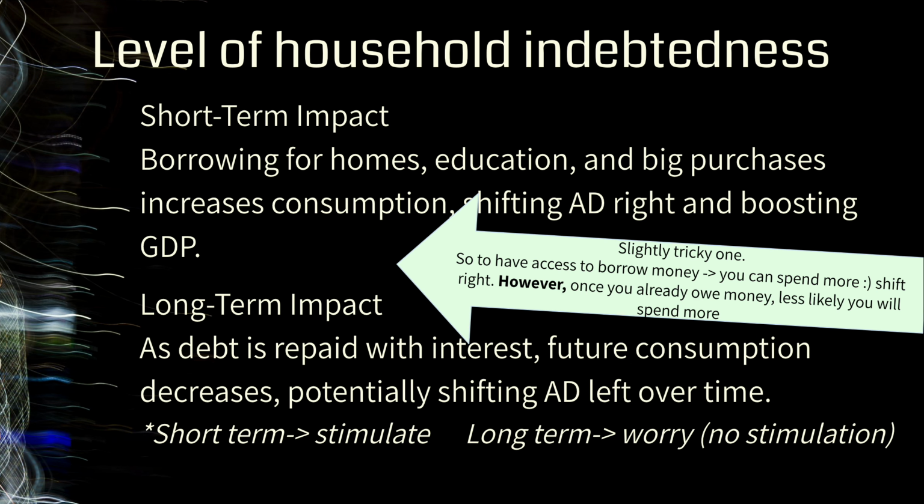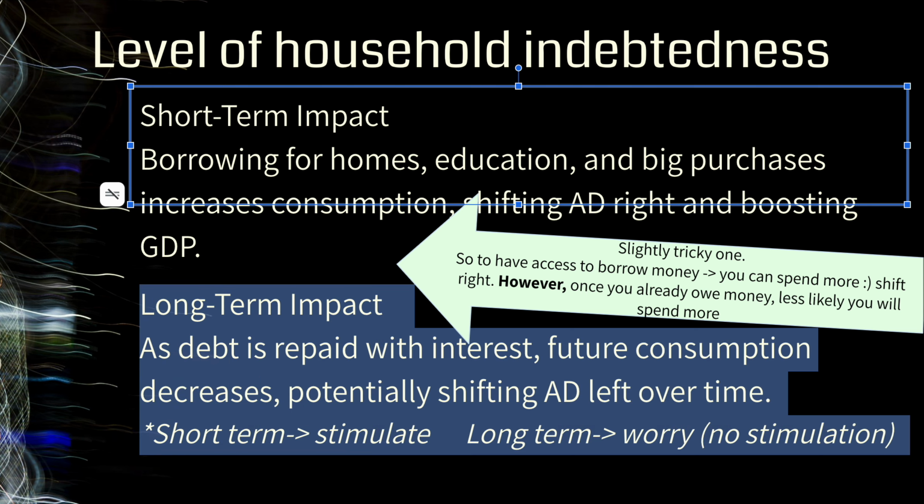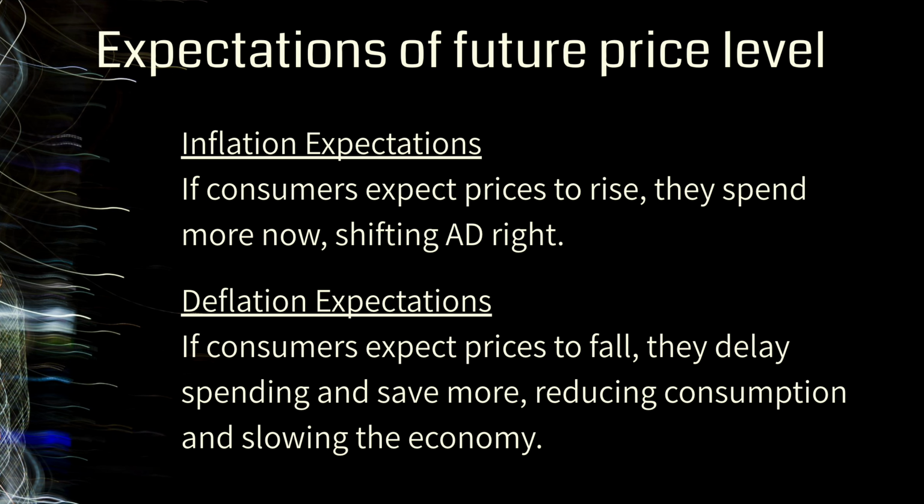The last but not least is household indebtedness. So this is an interesting one. It's a tricky one because it slices both ways. So short term, it's actually good to have access to borrowing. This is why Americans spend so much money, right? It's because Americans have access to credit cards. They can get loans even if they don't have any money. That lets them spend. But long term, it's bad because if people already owe $10,000, they already owe $20,000 in credit card loans, they're less likely to consume compared to the person with $0 in loans.